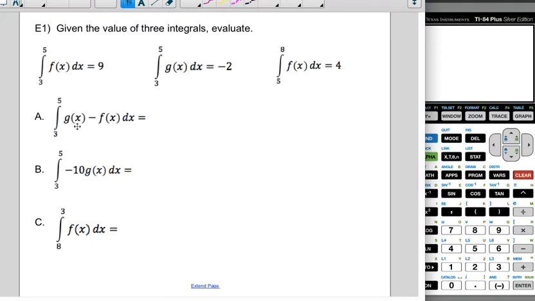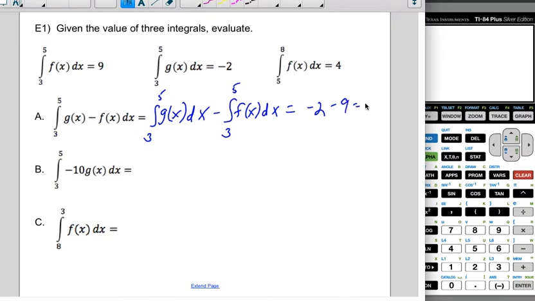So from 3 to 5 of g of x minus f of x, well, that's the same as integrating from 3 to 5 of g of x dx, which is an integral I know, minus the integral from 3 to 5 of f of x dx, which is also an integral I know. So that's a -2 minus a 9, which is a -11. Now, if you were able to skip to doing that in your head, congratulations, awesome.